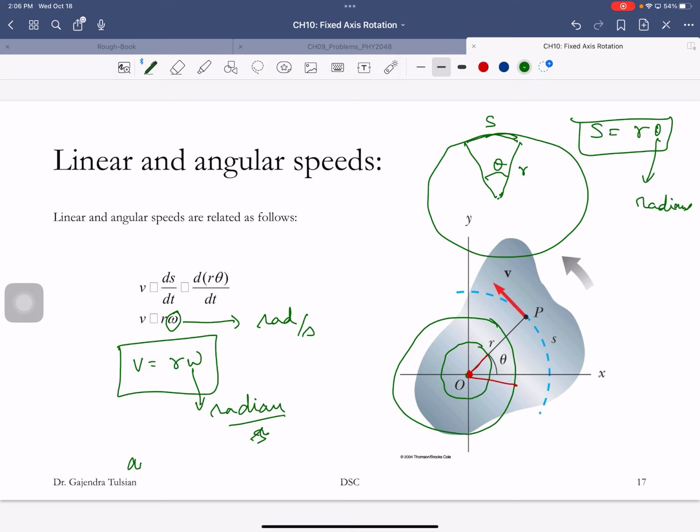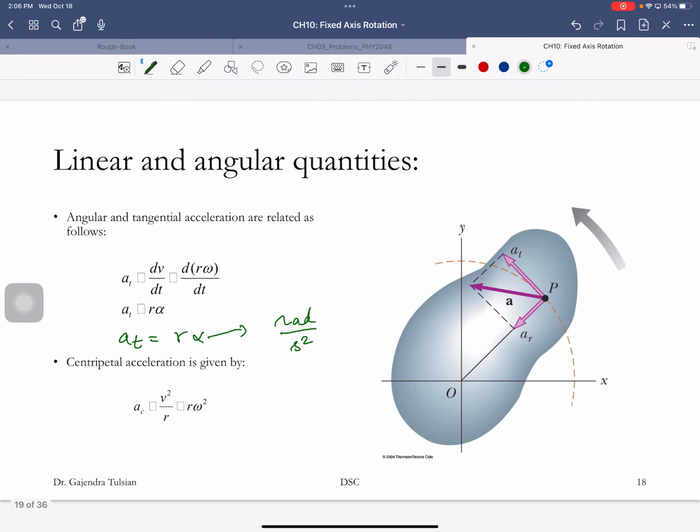And AT, the tangential acceleration, is R alpha. This is in radians per second squared. So whenever you see a formula that relates linear quantities to angular quantities, that angular quantity is in radians, or radians per second, or radians per second squared.